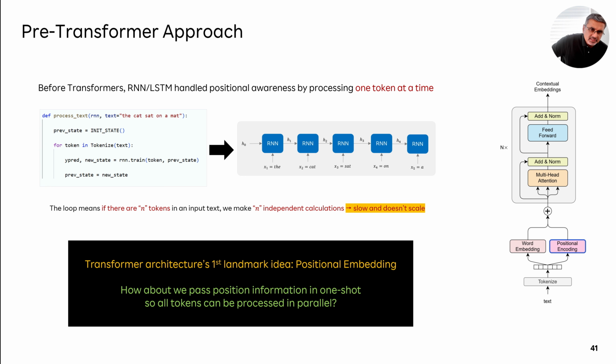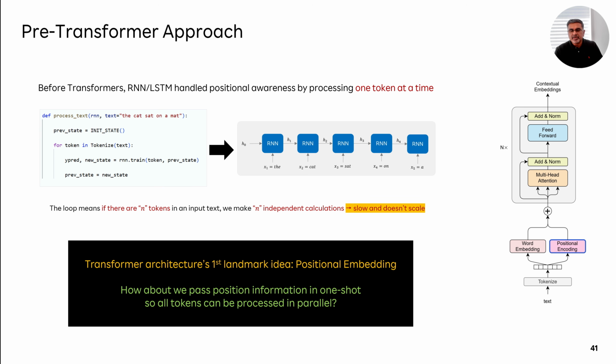So this is where the first landmark idea of the transformer architecture comes in. This is called positional embedding, and this is proposed in the original transformer paper. It's called positional embedding or positional encoding, where they said that you could actually pass the position information in a single shot, regardless of the length of your input sequence. Your transformer can actually understand everything in one shot.